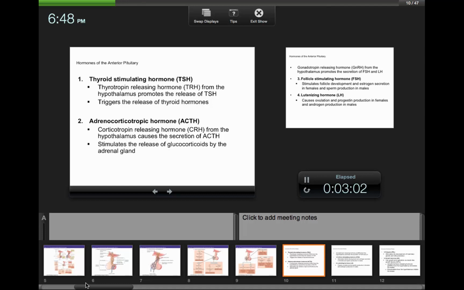That travels to where? Adrenal gland. And what does it stimulate? Cortisol. Glucocorticoids. Glucocorticoids like cortisol. In this case, too, you don't have to know whether this is the zona fasciculata. Don't worry about that. Adrenal gland is just fine.